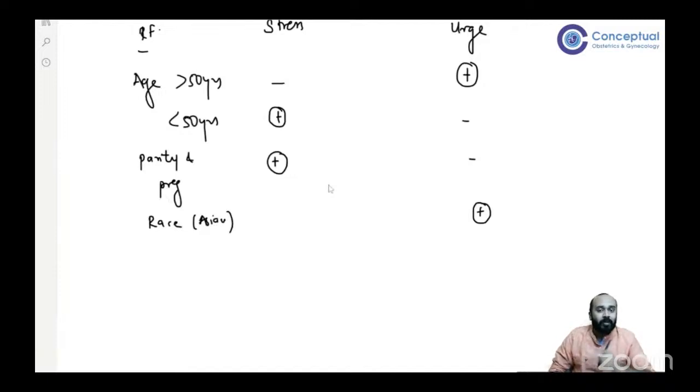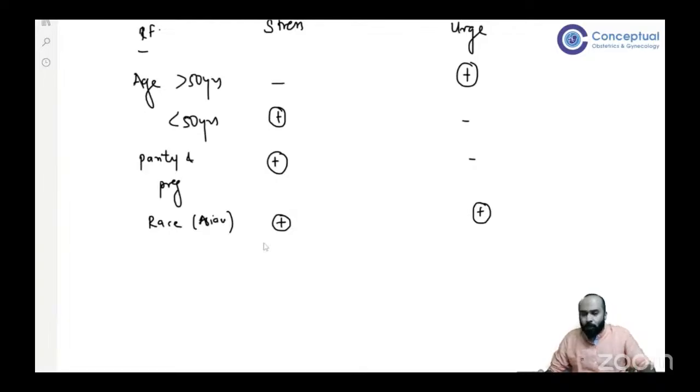But also remember that the parity status of Indians is very high. So I would not discount the fact that because of our high parity score, even stress incontinence is going to be at an increased possibility. So both are going to be increased in Asians, more specifically Indians.